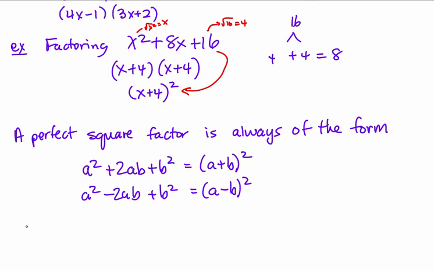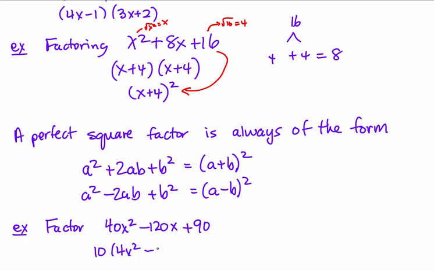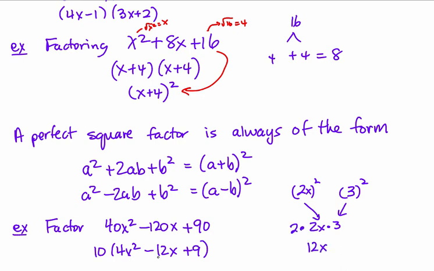We can determine whether or not we can use the shortcut. Let's see if we're allowed to with this question. Factor 40x squared minus 120x plus 90. Well, I'm kind of tricking you. Take out a 10 first. Now, this first term is a perfect square. It's 2x all squared. This last term is a perfect square. It's 3 squared. So if I take 2x and I take 3, and I double that, so 12x, do I get this middle term? Yes, I do.